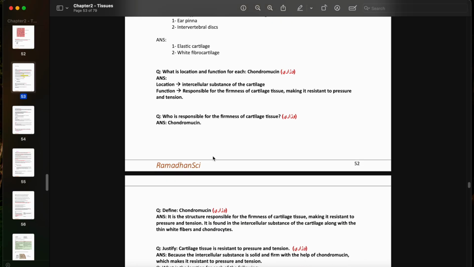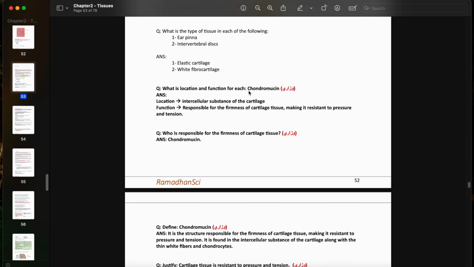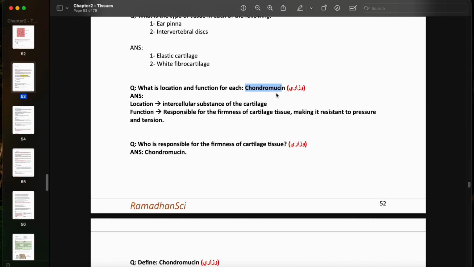Now we can have very important questions about the chondromucin. So this shows up all the time in the exams. Like, what is chondromucin? What is the location? What is the function? Now the location of the chondromucin, it's located in the intercellular substance of the cartilage. Okay, so it is in the intercellular substance.